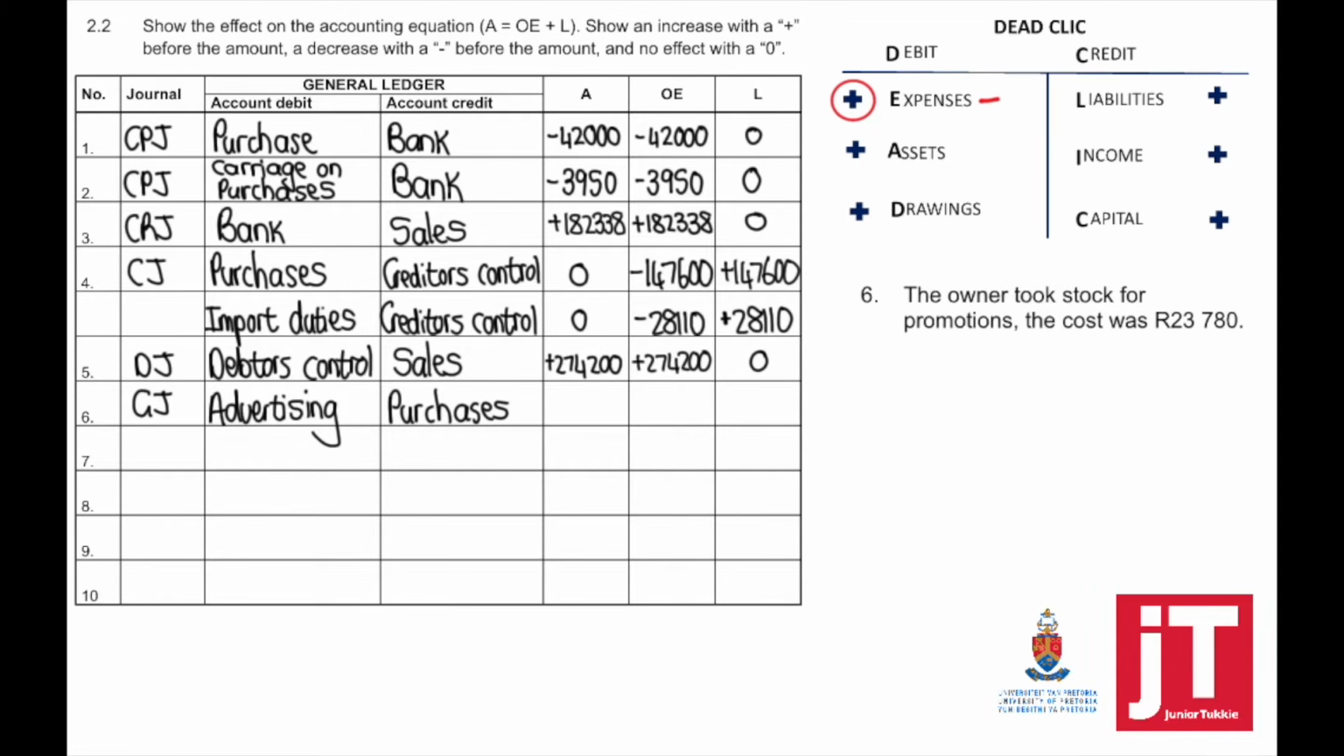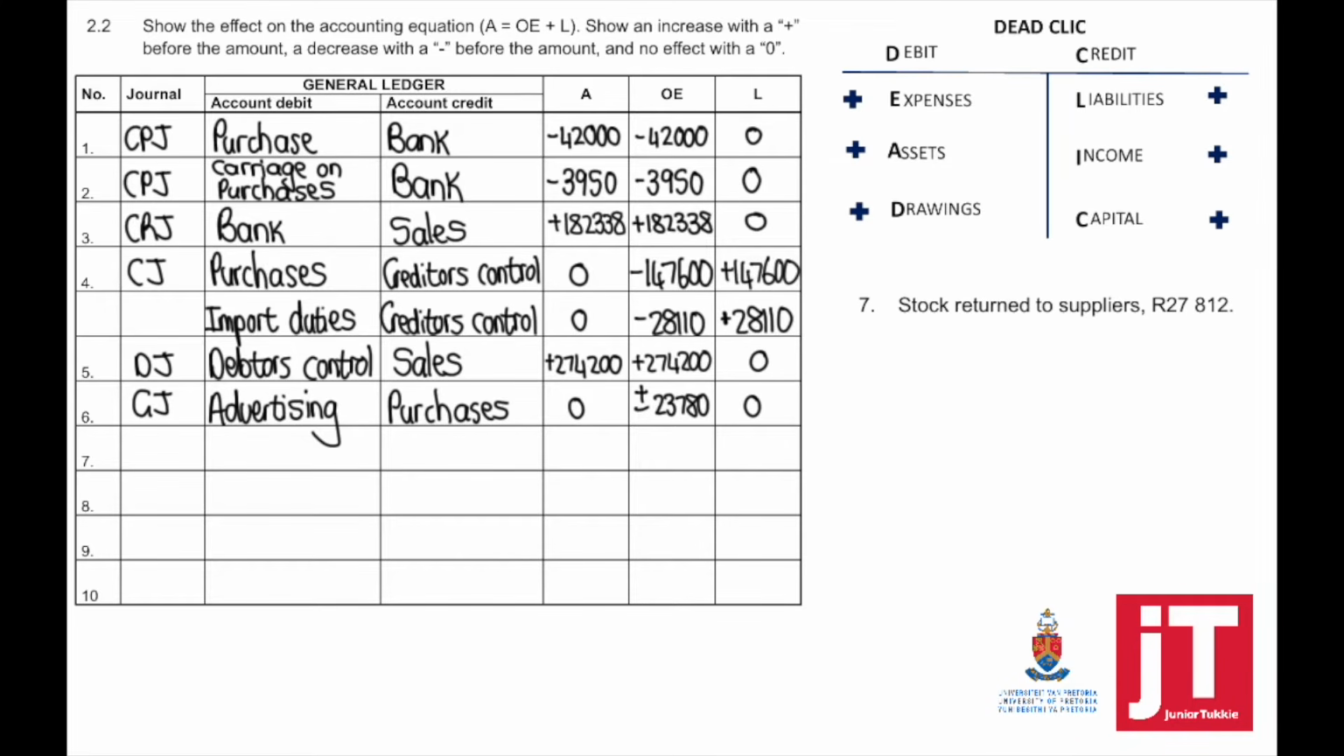Now, advertising and the purchases account is regarded as an expense. So if my expense increase, it will have a negative effect on the owner's equity. If my expense decrease, it will have a positive effect. Nothing with your assets, nothing with liabilities.